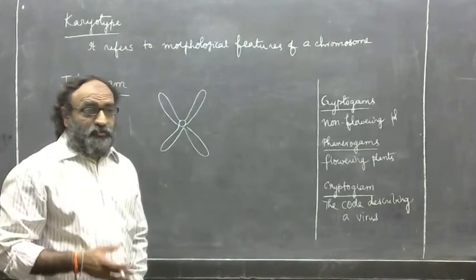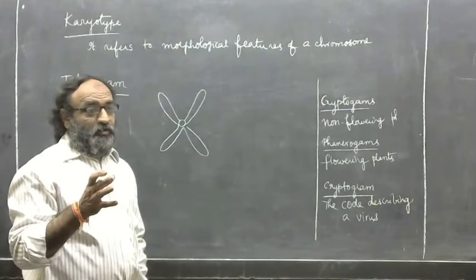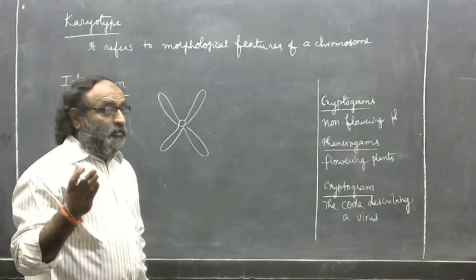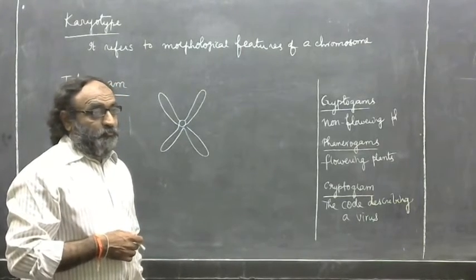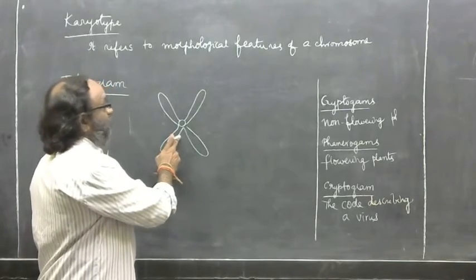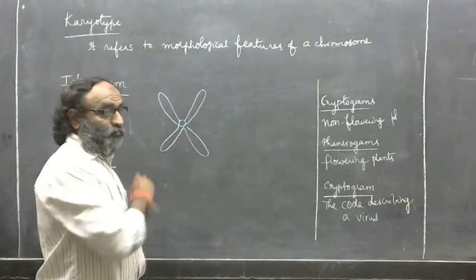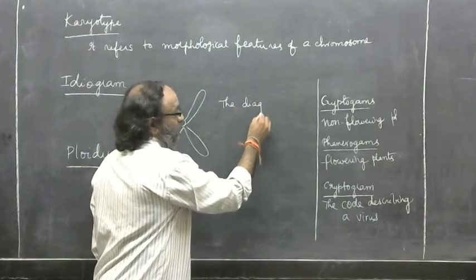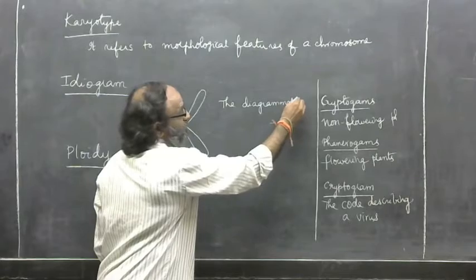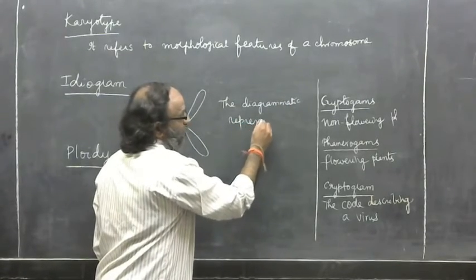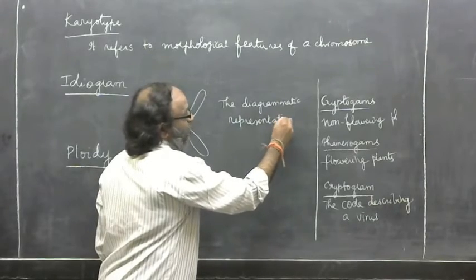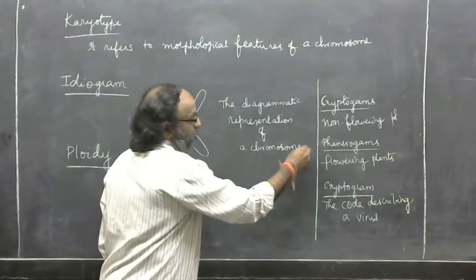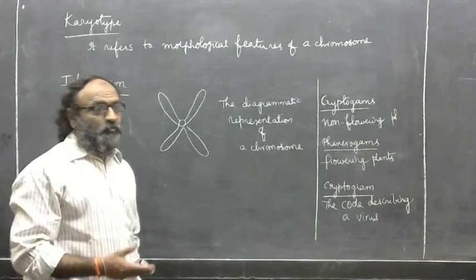Now in the second case, I try to represent the morphology of a chromosome with the help of a diagram. The diagrammatic representation of a karyotype is an ideogram. So this is an ideogram of a chromosome. So what is an ideogram? Ideogram is the diagrammatic representation of a chromosome. That means it is the diagrammatic representation of the morphology of a chromosome.